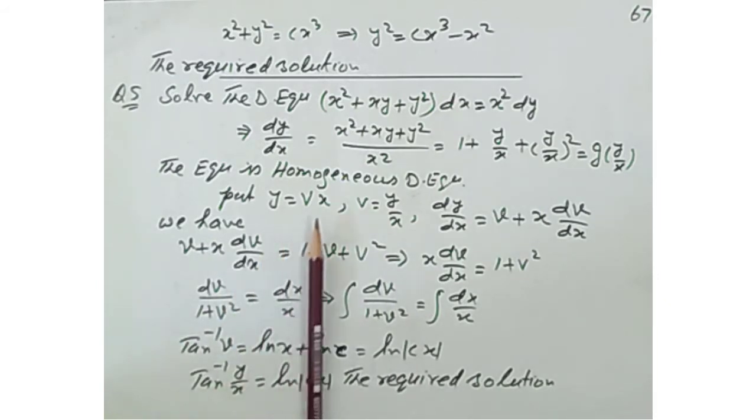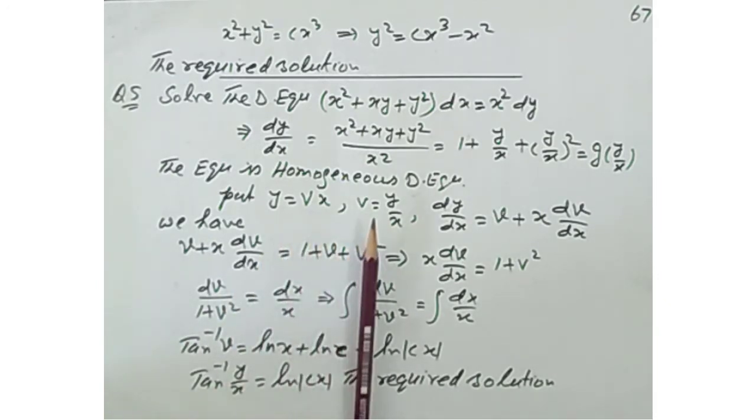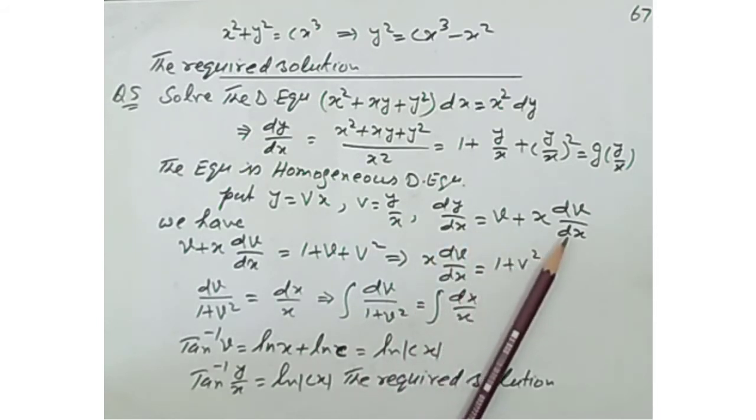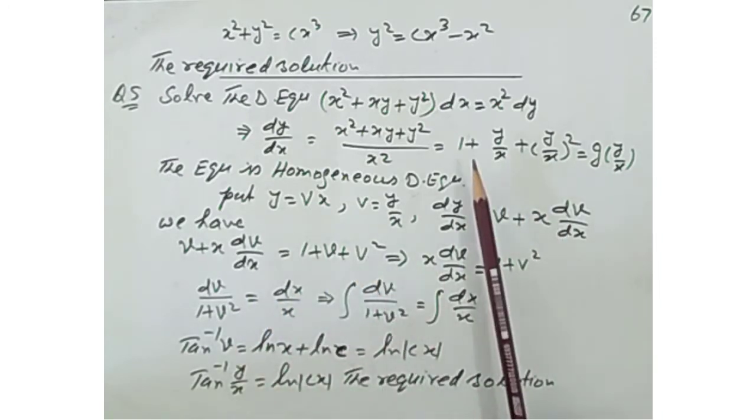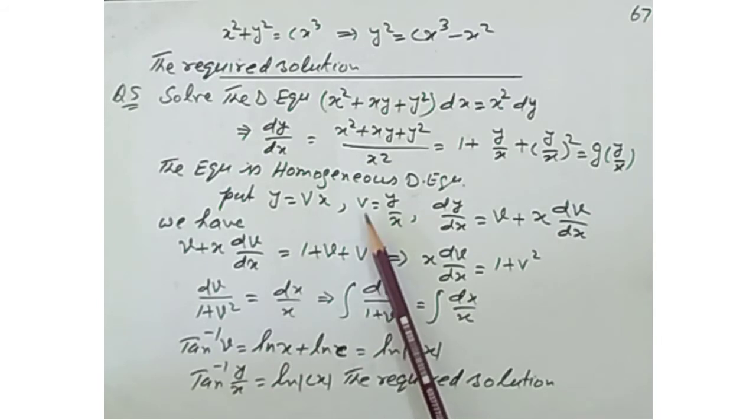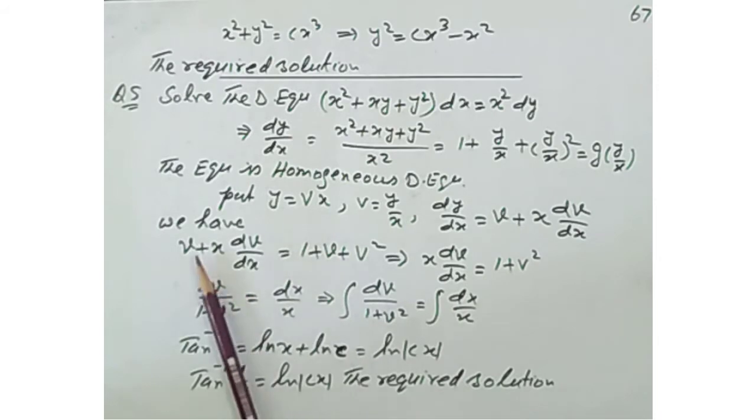Again we put y equal to vx and v equal to y by x, and dy by dx equal to v plus x dv by dx. In this place we put v plus x dv by dx, and this is 1 plus v plus v square. In place of y over x, we put v. Now the v and v will cancel, and we have x dv by dx equal to 1 plus v square. By cross multiplication, we have dv over (1 plus v square) equal to dx over x. Now the variables are separated, so we integrate both sides.